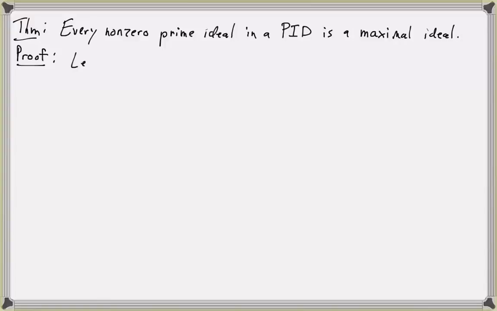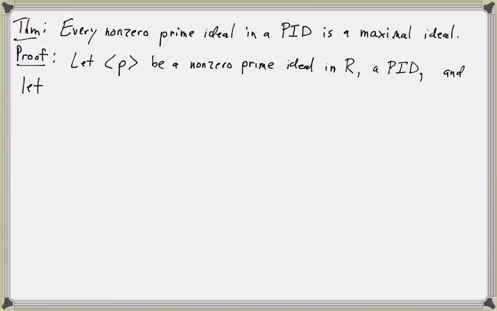So for the proof, let's let the ideal generated by P be a non-zero prime ideal in a ring R, which is a PID, and let's let I, the ideal generated by M, be any other ideal containing the ideal generated by P. In order to show that the ideal generated by P is maximal, we're going to show that I either equals the ideal generated by P or I equals the whole ring R.